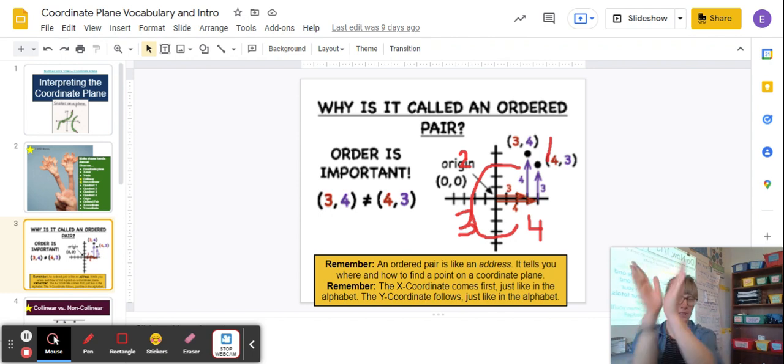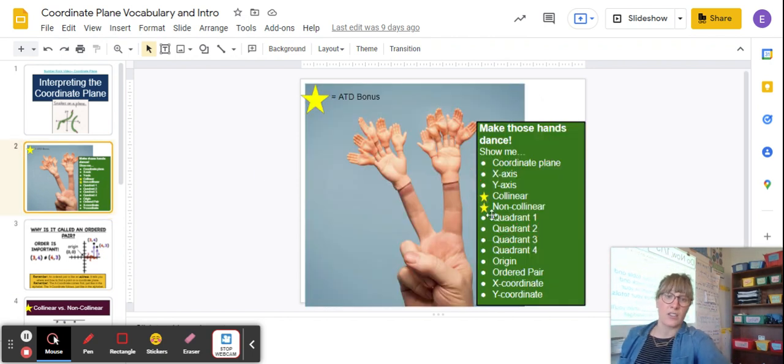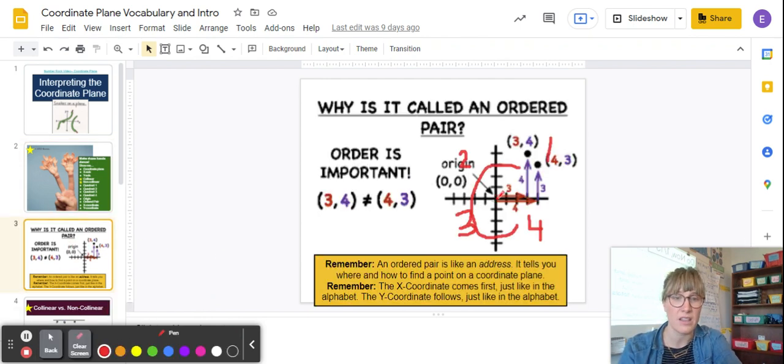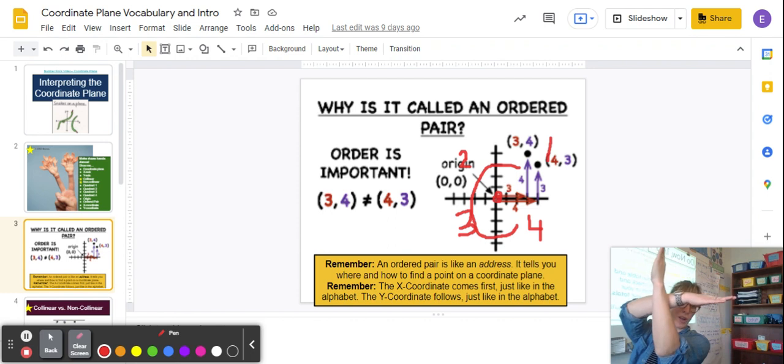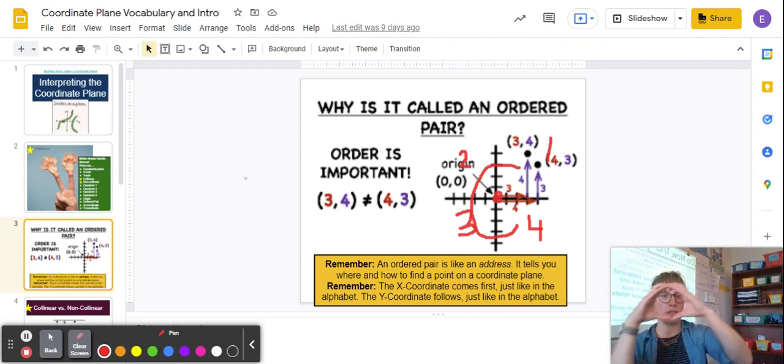X-axis, y-axis. The next vocab term: we're going to skip over collinear and non-collinear for now. We know our quadrants, we just see 1, 2, 3, 4. The origin is the beginning. The origin is this spot that is point 0, 0 that we get by our coordinate plane occurring, when our x-axis and our y-axis intersect at a 90-degree angle. They meet at the origin, point 0, 0. So our hand dance is 0, 0.